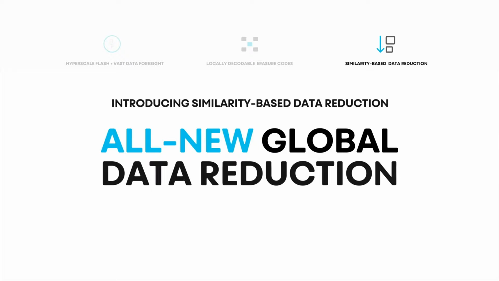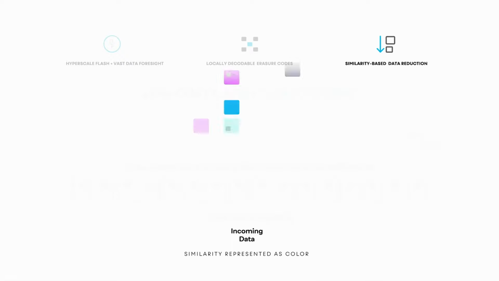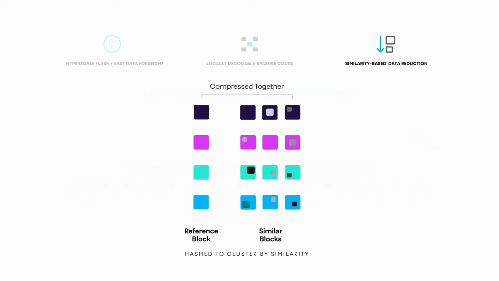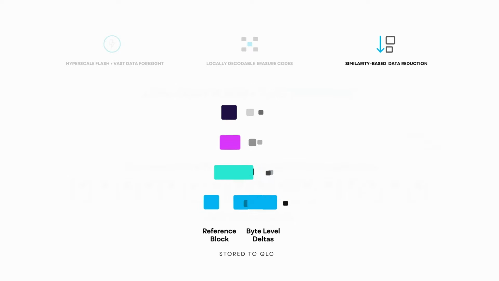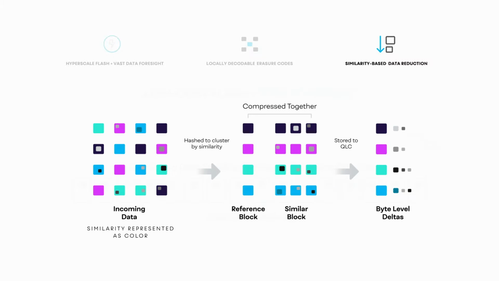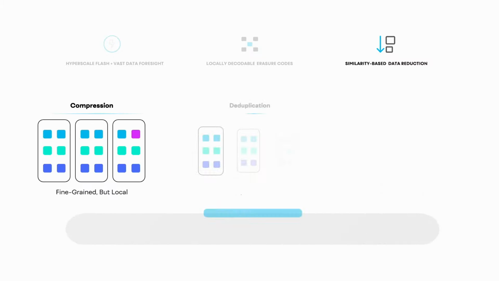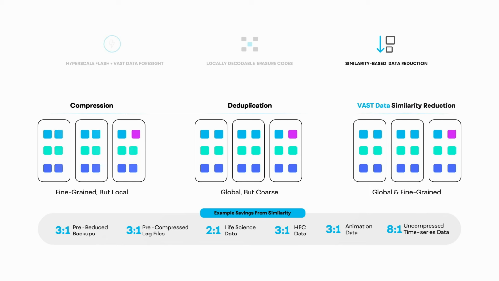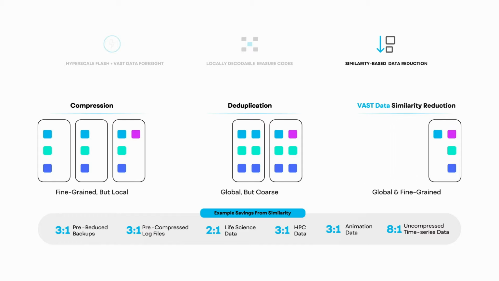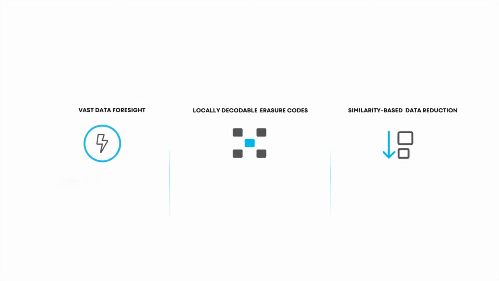The final thing that we did is implement a new global data reduction algorithm. We call this similarity-based data reduction. This new similarity reduction allows us to look across all the blocks within a distributed storage system and find patterns within just as little as 2 bytes. So it combines the best of both deduplication and compression. It avoids the worst of both of those approaches. And what we're finding is that even as people store compressed or even encrypted data into our system, we're finding opportunities to further reduce data down.